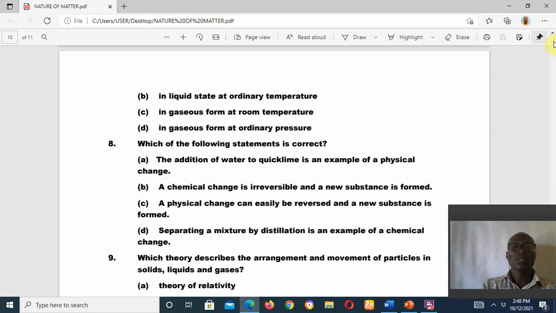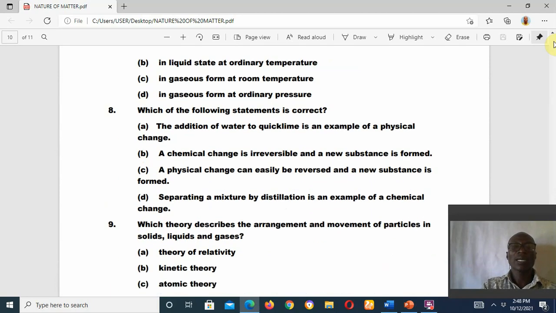Number 8. Which of the following statements is correct? A, the addition of water to quicklime is an example of a physical change. B, a chemical change is irreversible and a new substance is formed. C, a physical change can easily be reversed and a new substance is formed. D, separating a mixture by distillation is an example of chemical change.